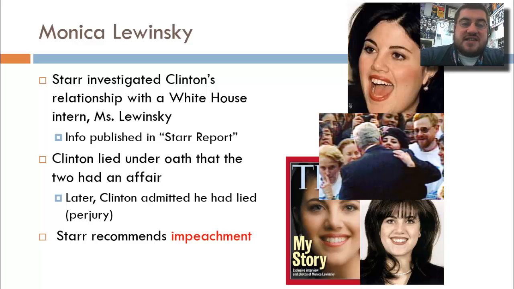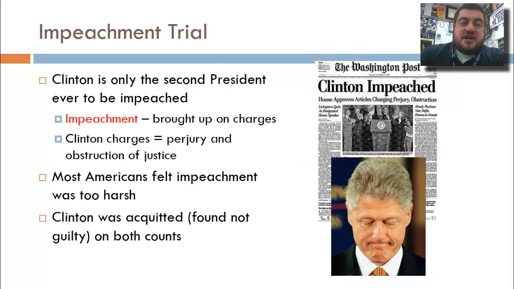Clinton actually lied under oath that the two had an affair. And later Clinton admitted he had lied. And so that is perjury, lying under oath. So that is a serious crime, and Starr recommends impeachment. And so because of this volatile politics between Democrats and Republicans, Republicans jump on the chance and they impeach Clinton. He is only the second president ever to be impeached.